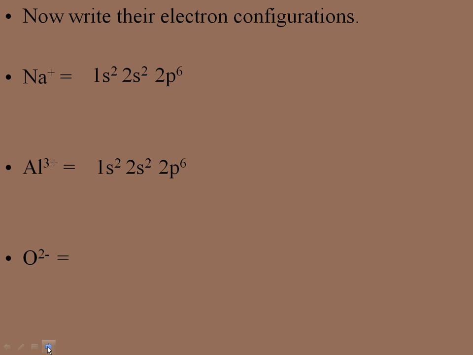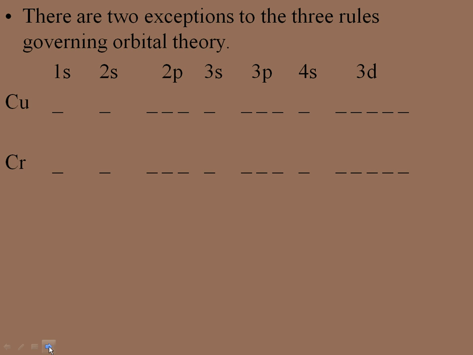That would be good. Now, of course, in chemistry, there are always exceptions. There are 2 exceptions. You must know these 2 exceptions, and I will show you copper and chromium. The 1s's fill, the 2s's fill, the p's, and then the 3s's, 3p, 4s, and then the d's.